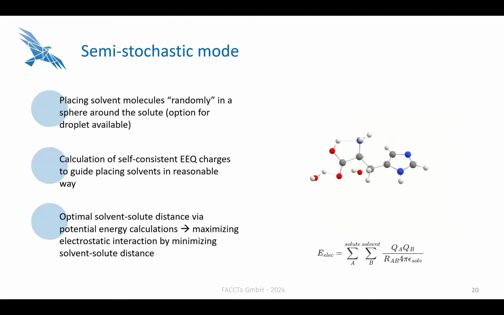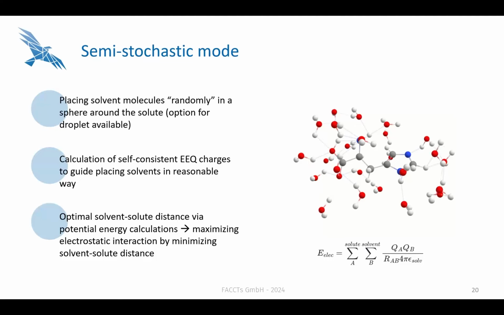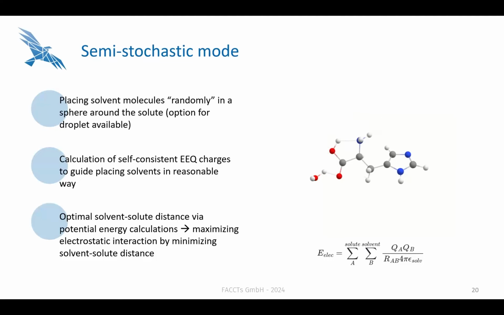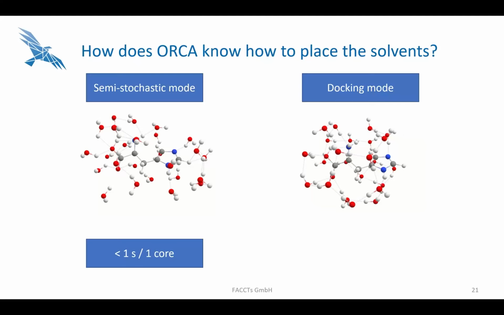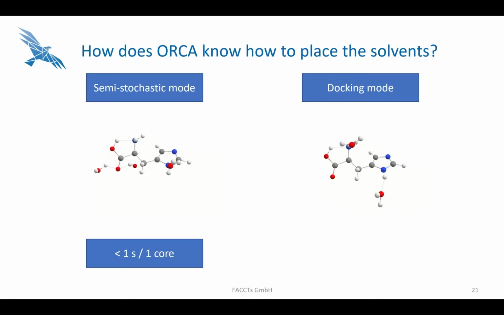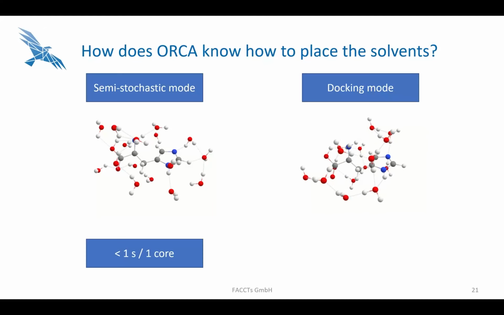On the fly, the EEQ charges of the system are calculated, and based on that, the electrostatic interaction between the solvent and the solute. This is done so that the solvent can be placed in an optimal distance to the solute so that the electrostatic interaction is overall maximized. Therefore, this approach is semi-stochastic and not fully stochastic. However, the on-the-fly calculation is essentially at zero cost, so that the histidine plus 25 explicit solvent calculation on the XTB level can be performed in less than 1 second.